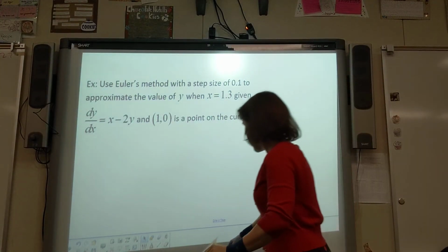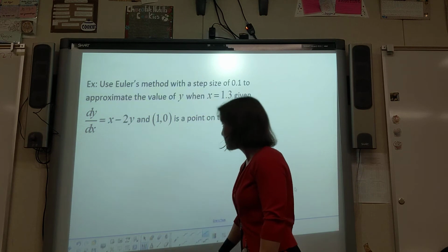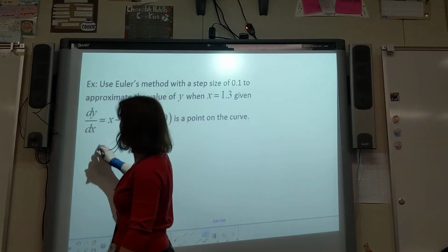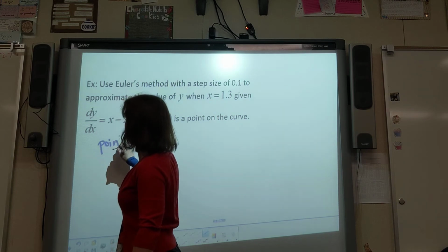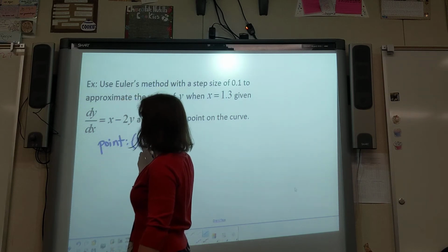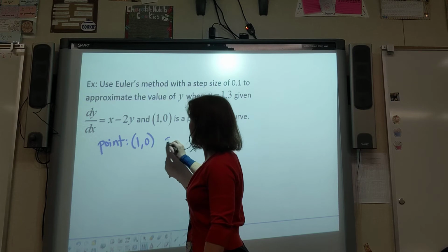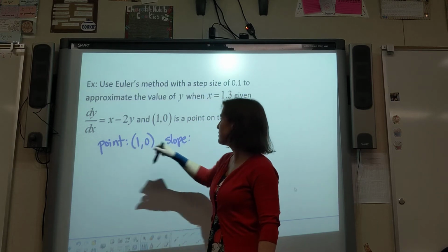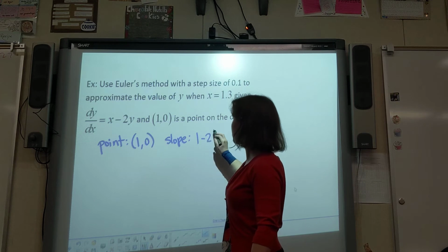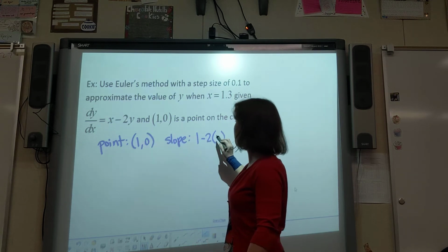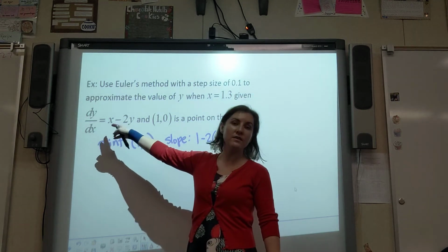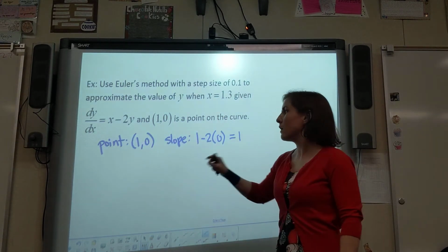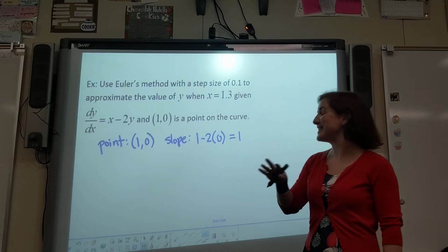Okay, so how do I write the equation of a tangent line? I need a point and I need a slope. So let's start with our point. Our point is (1, 0), and our slope comes from the derivative. It is x, which is 1, minus 2 times y, which is 0. I'm using the dy/dx formula to get the slope. So the slope here is 1. Okay, if I have a point and a slope, I can write a tangent line.